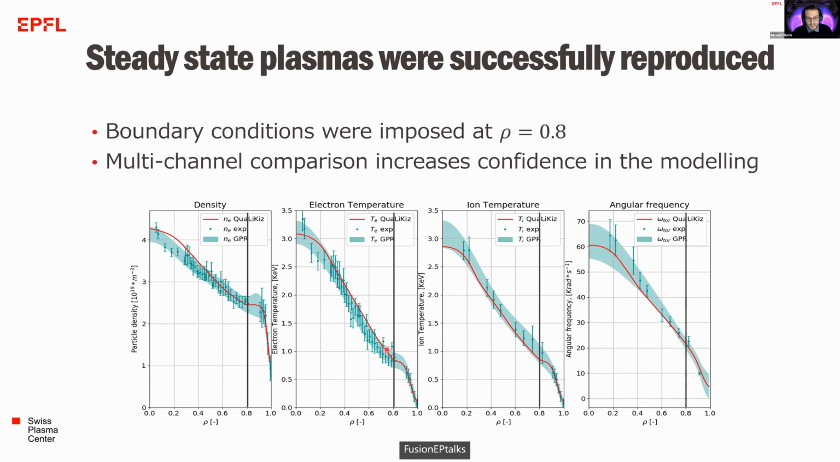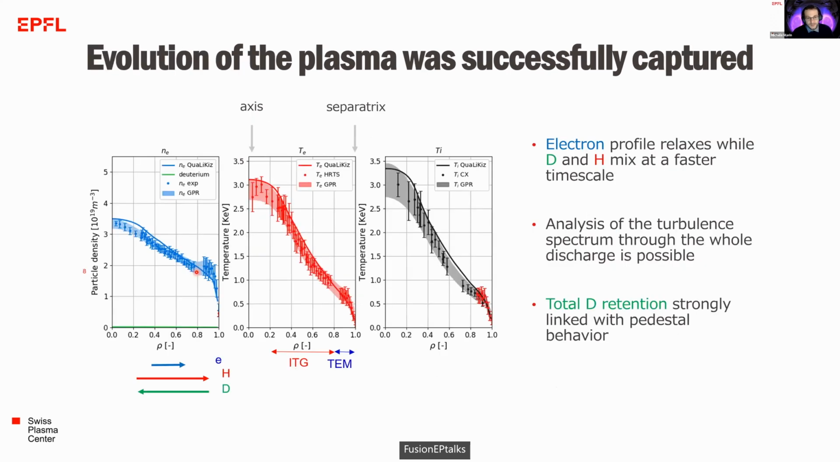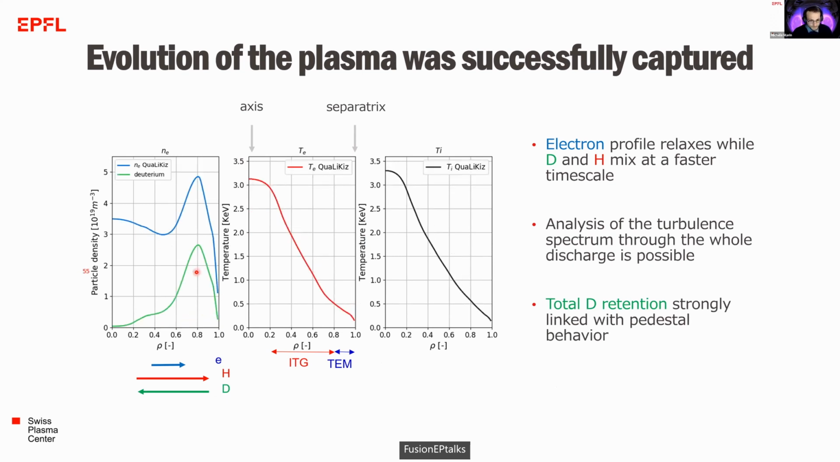The important thing here is to notice that, in principle, this integrated modeling does not need the experimental data. So if you had the pedestal, you could have predicted these profiles before the experiment, in principle, with a few caveats. Then once you're able to model the steady state, you can try to model the evolution.